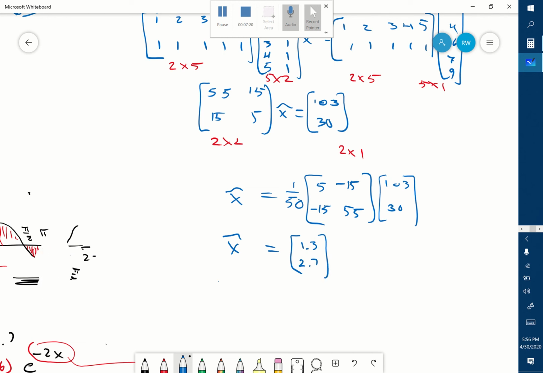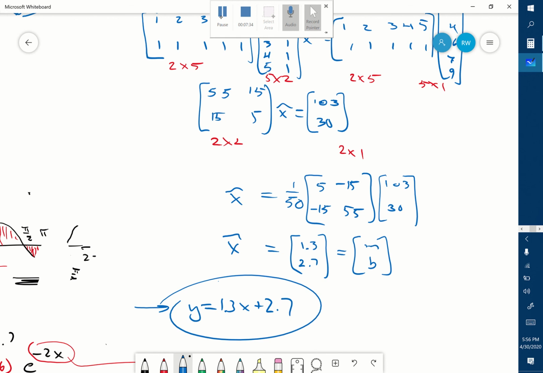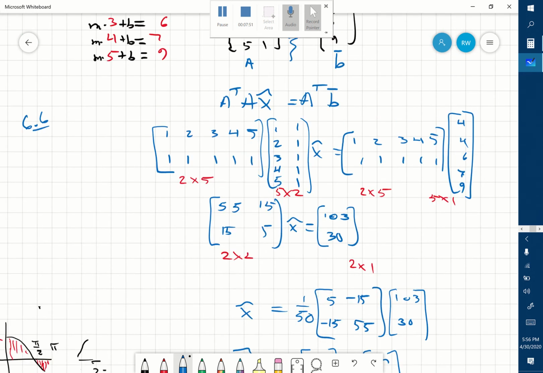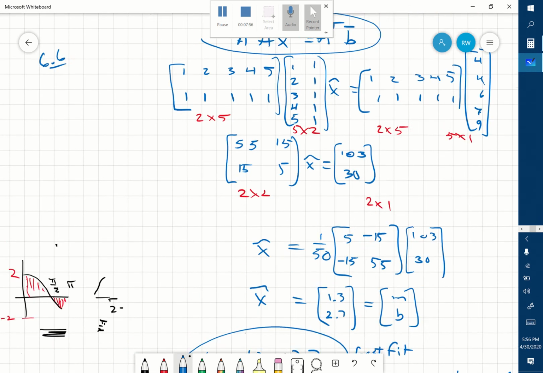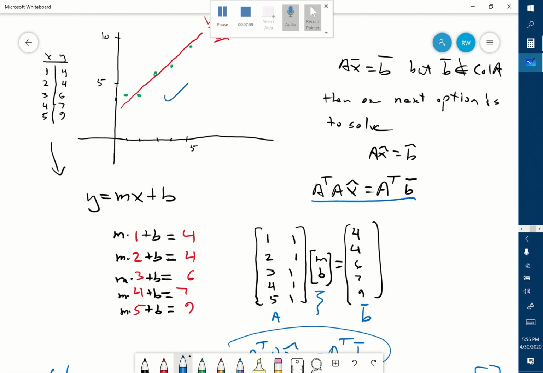So what does that mean? We're done. This is the vector (m, b). So our equation, there's the application, is y equals 1.3x plus 2.7, the best fit linear regression model. It was precisely in a class I took last semester where I saw this formula written with different letters. So there you go. If you take that equation up there, it should be the one that fits right there.